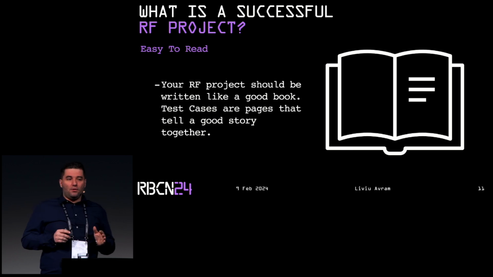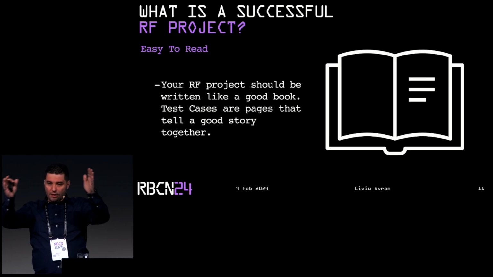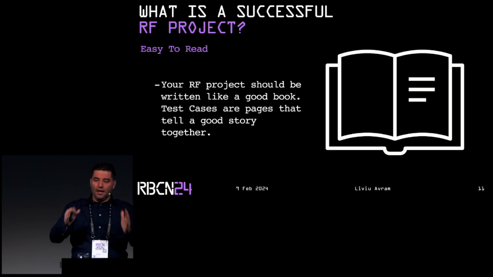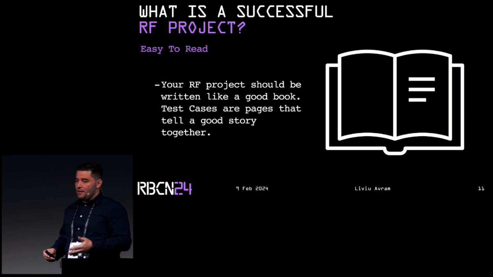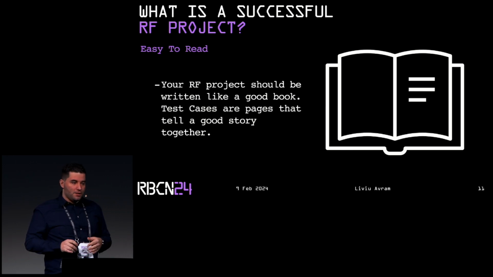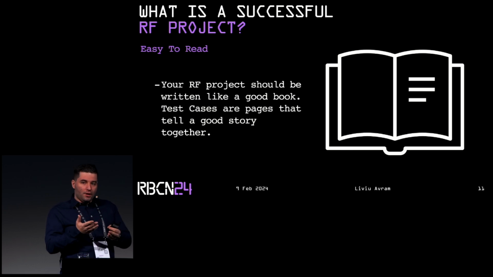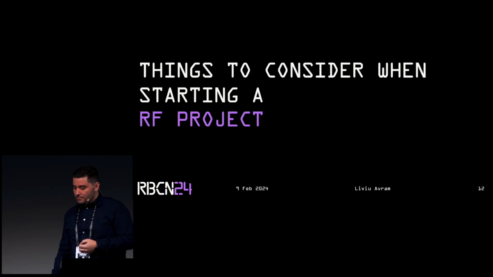Now think about your Robot Framework project like a book. Your project is the whole book, and then you have pages, which are test suites, and then you have test cases, which are written on pages. If you take that book and start reading it, you should have a pretty good idea of what your project is about and what functionalities are being tested.